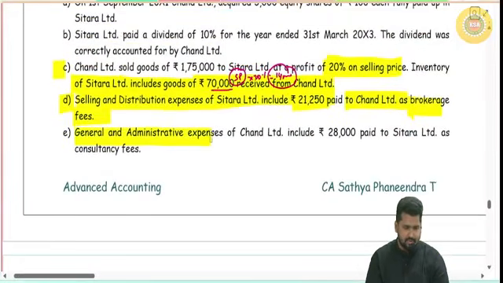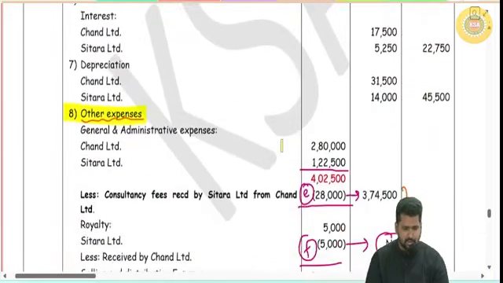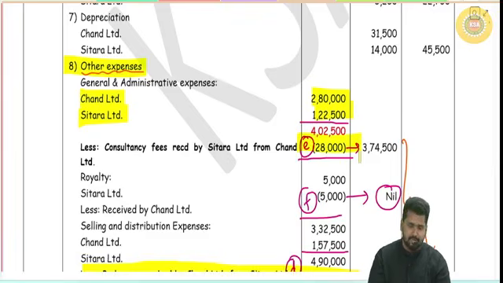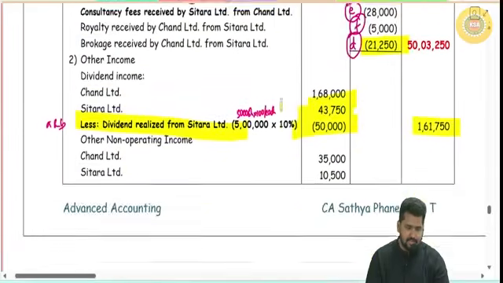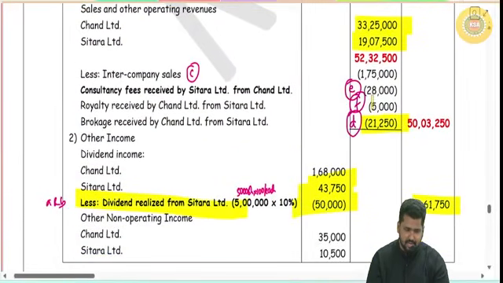Next, general overheads of Chand Limited include 28,000 paid to Sitara. So what we'll do, you go to general expenses. You go to what expenses? General expenses. Chand and Sitara, whatever amounts are there, first you add them. In that you have to subtract what? 28,000. Here you are subtracting 28, and in the outer column you are bringing 374. If it is an expense for Chand Limited, it will be income for which limited? Sitara Limited. So Sitara Limited income you are adding. In that you are subtracting what? This 28,000, whatever is there.